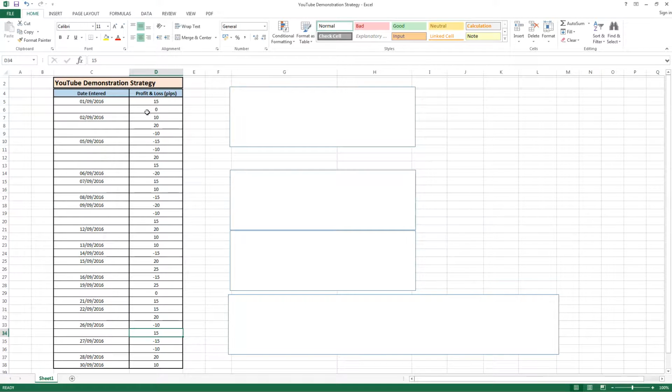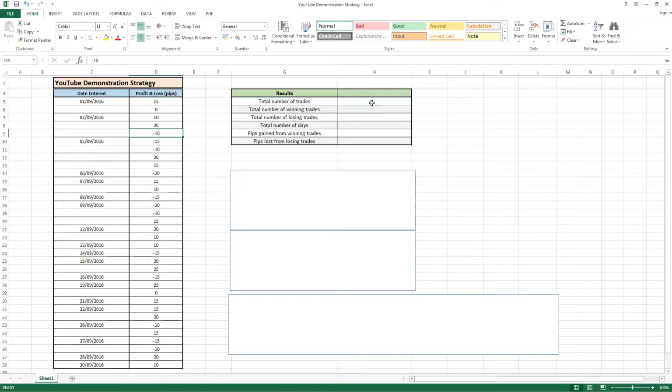Okay, so as you can see, this is our spreadsheet, and over in this table I've got a list of trades that have happened through the month of September 2016. Here we have the dates, and then this is the result of the trades. So we've got a 15 pip winner, 0 which is break even, a 10 pip winner, a 20 pip winner, a 10 pip loser, and so on. So the first thing that we want to do is fill in this table here so that we can work towards the figures that we need to estimate what returns we will see from this strategy over whatever period we want to estimate it over.